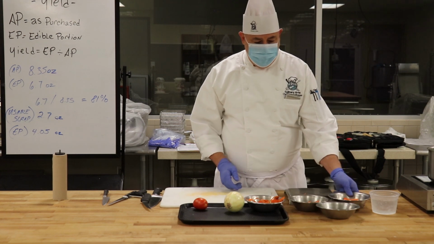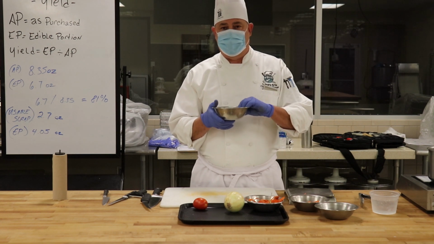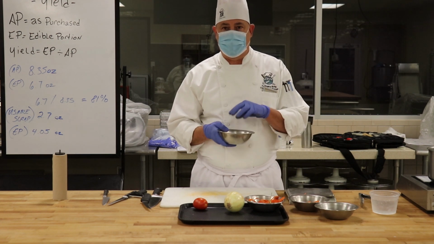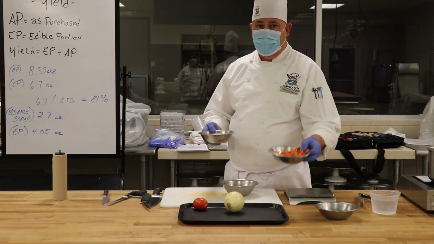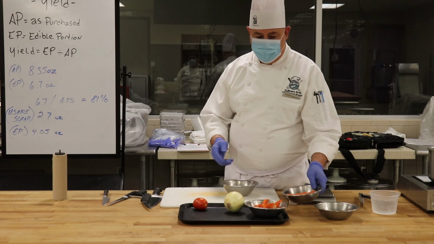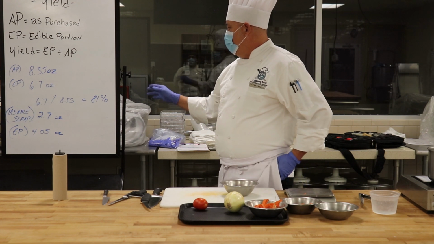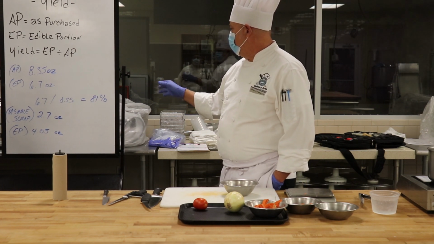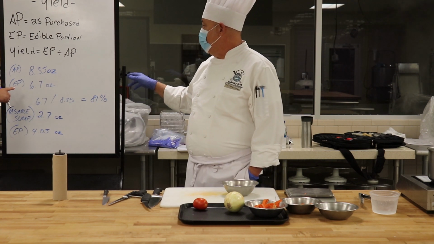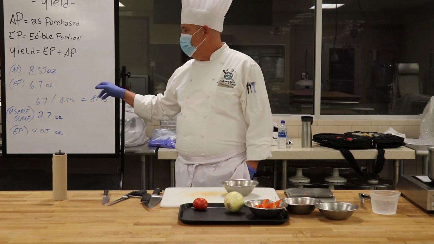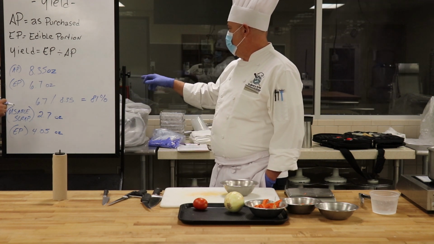So with that, we want to look at the cost or the yield of this carrot, the edible portion first, right? So we are not going to take into account either of these. So we're going to express this as a percentage, all right? So we're going to take the edible portion, which is 4.05, and we're going to divide that by 8.35.